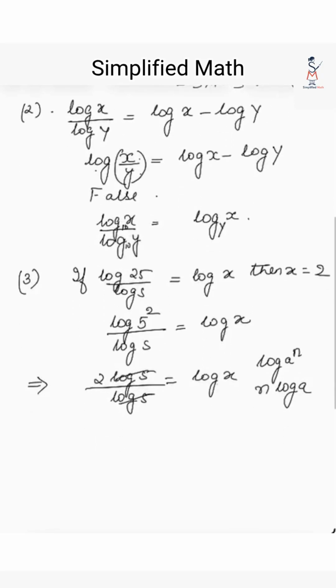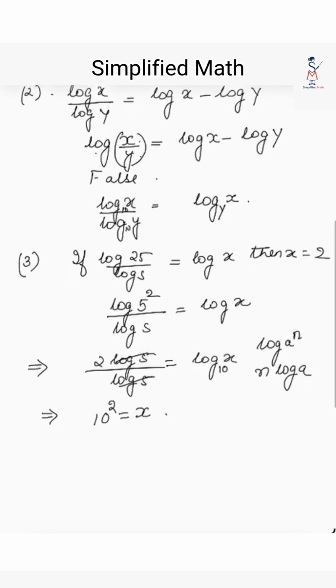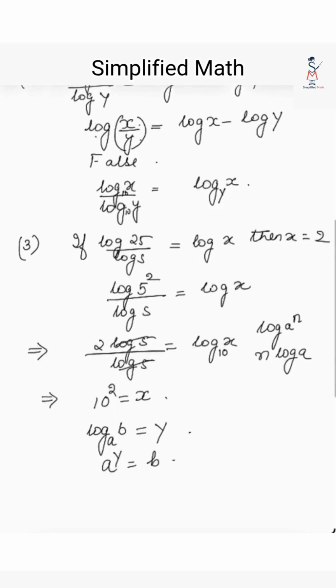Now here no base is there, that means the base is 10. Always remember this. So we will change it into exponential form. So this will become 10 square is equal to x. How to change it, I'll show you that also. If log b to the base a is equal to y, then a to the power y is equal to b. So here it was log x to the base 10 is equal to 2. The base will be the same, the power will be 2, is equal to x.